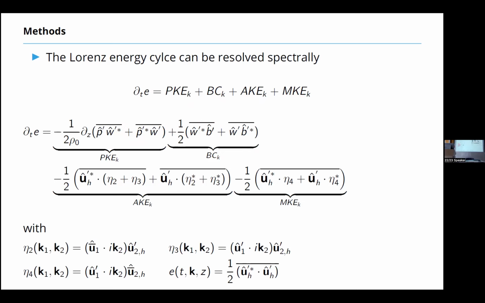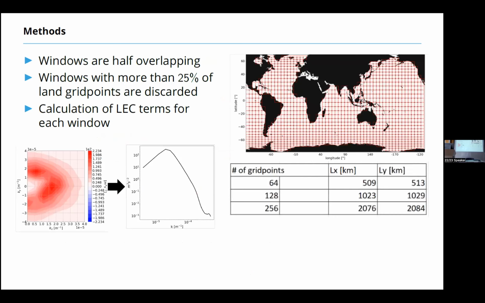And yeah, what I then do is I put windows all over the global domain. For each depth level, I put windows. I choose my windows to be half overlapping. I discard windows with more than 25% of land. And for each window, I perform then the calculation of the terms of the LEC.